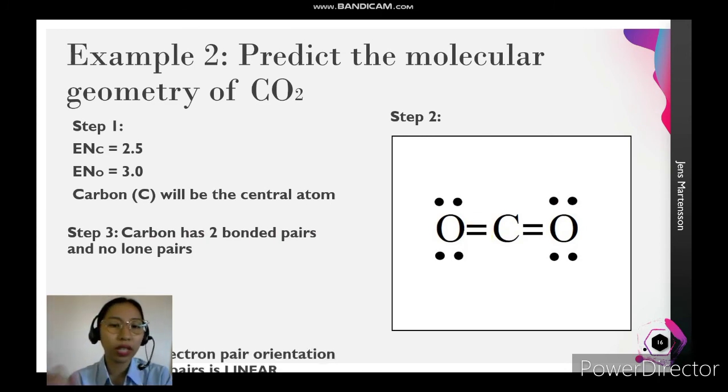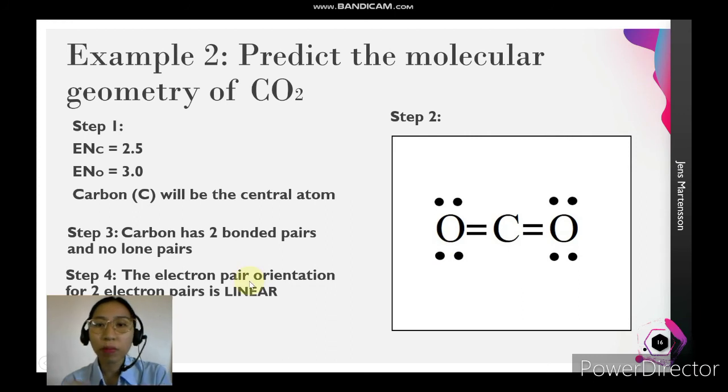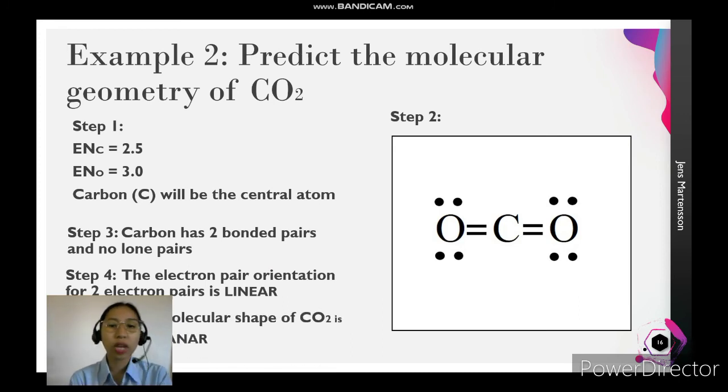So, unsa man ang orientation, ana? So, electron pair orientation for 2 electrons is linear. Remember kaganina akong i-discuss nga katong straight lang ang tulo ka atoms. That is the orientation or the shape of your carbon dioxide. Alright, so the molecular shape of CO2 or carbon dioxide is linear.